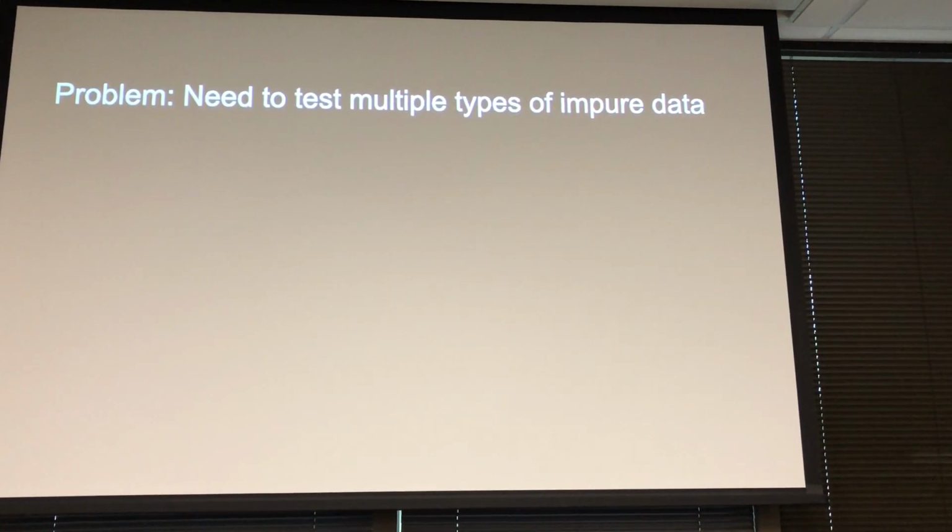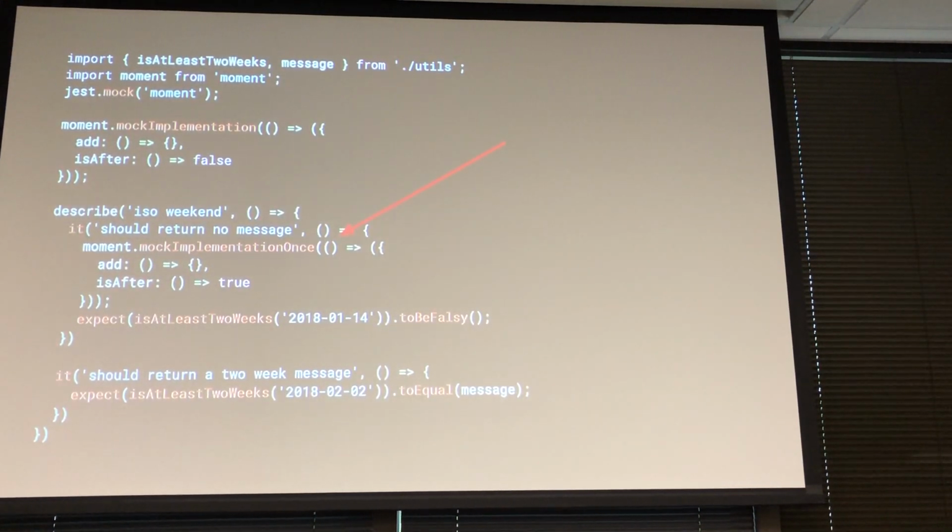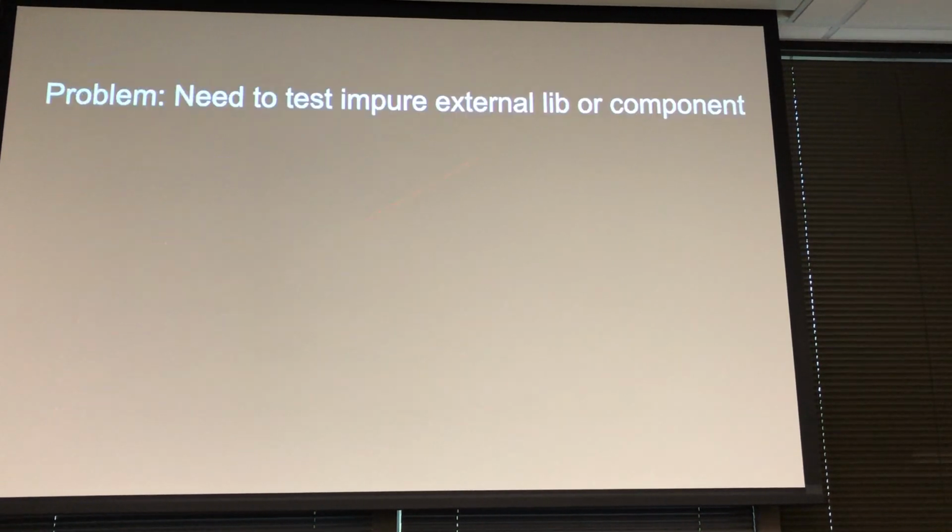Next problem is you want to test multiple types of impure data. We kind of looked at this. That's mock implementation once. I believe there's also a mock once where you return an object instead of a function. I kind of prefer the function. I think it's a little easier to read.